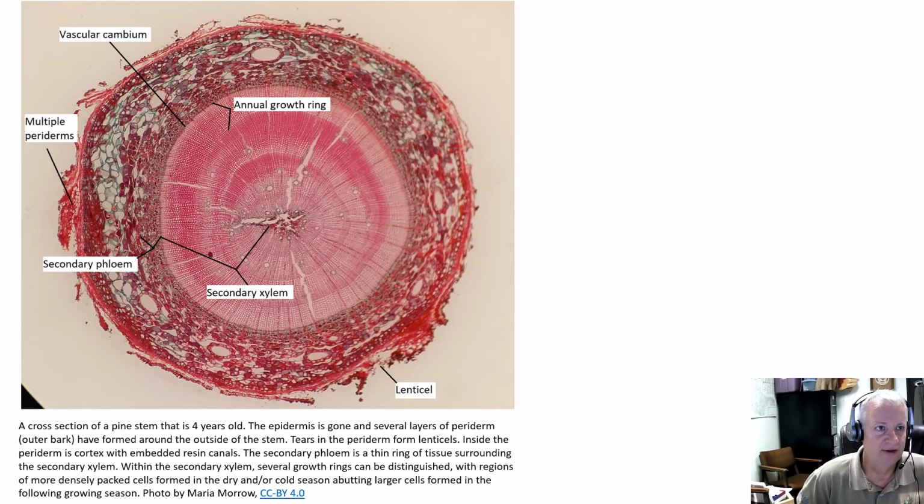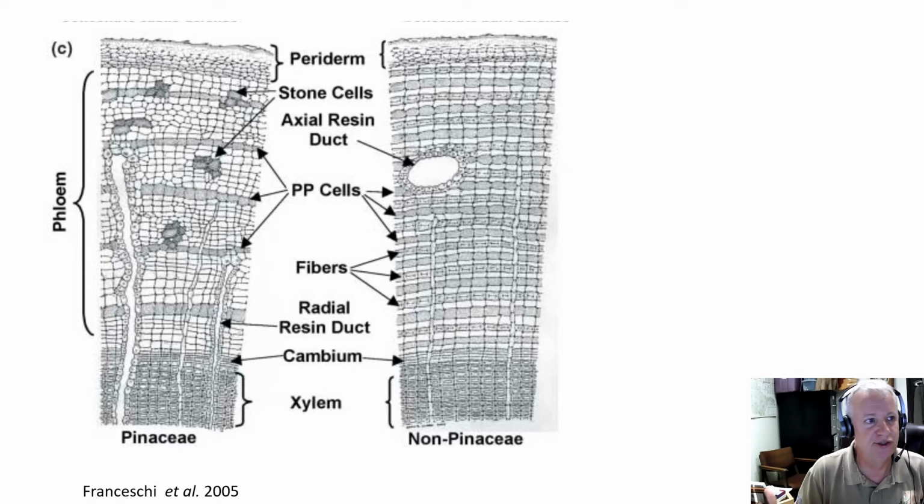This is a cross-section of an older pine tree. This is a 4-year-old pine tree, and it still has some cortex here, and you can see those resin canals in the cortex. As the tree gets older, that cortex becomes less apparent, and the secondary phloem becomes a more important tissue for defense. So that brings us to the secondary phloem.